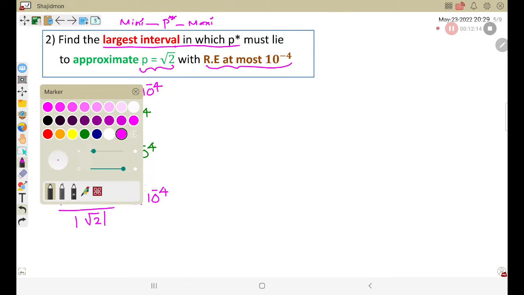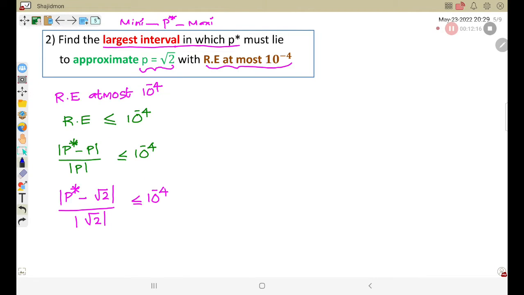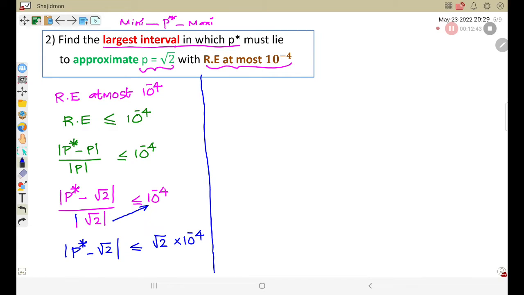Correct? Now we need to cross multiply root 2 to the other side, because absolute root 2 is the same as root 2, because that number is positive. So root 2 cross multiplies to the other side. So absolute P star minus root 2 is less than or equal to root 2 multiplied by 10 power minus 4, correct? Because that number is positive.